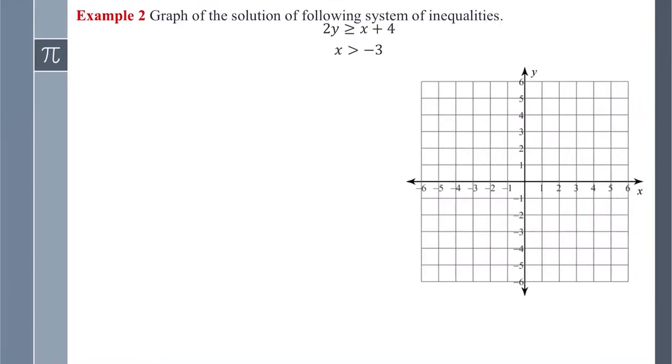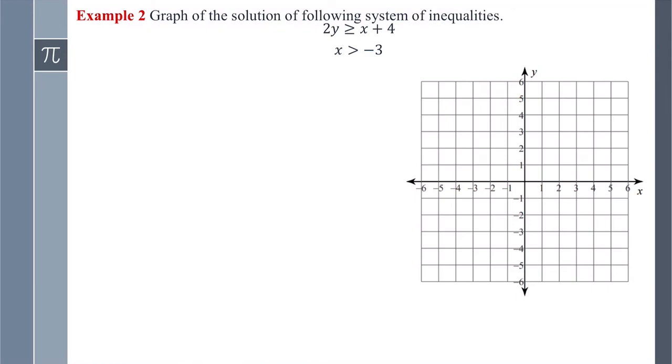Now let's look at another example here. So that one was just one inequality. Now, how do we graph the system of inequalities, or how do we represent the solution for a system of inequalities? So it's very similar. We just go ahead and graph each one, and then we'll take the common region as the solution. So let's go ahead and do this.